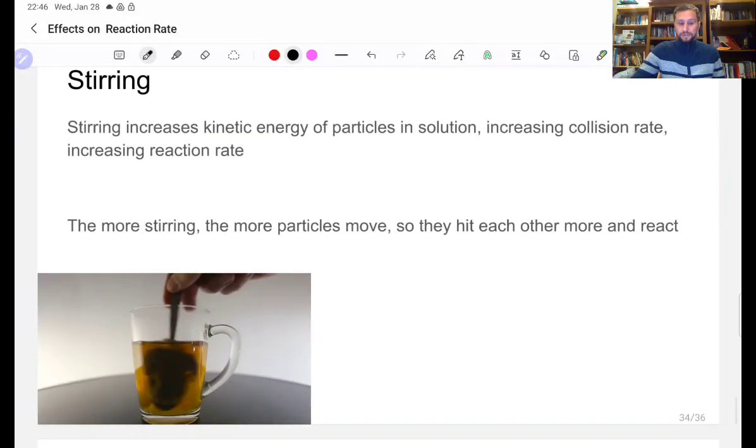So the faster the gas diffuses, the more likely or more quickly it will react with something. Stirring. We stir a lot in chemistry. Why do we stir? Stirring increases the kinetic energy of the particles in the solution, causing their collision rate to increase and increasing the reaction rate. And so the more stirring, the more the particles move, and so they hit each other and react.